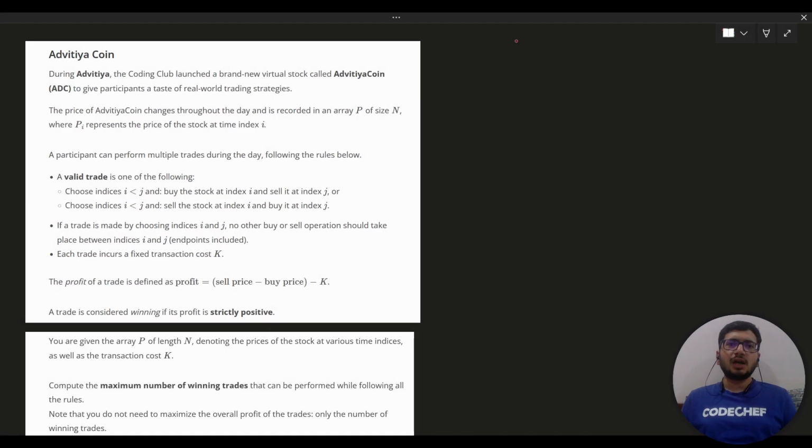The problem is Advitiya coin. The problem difficulty is easy and there are no prerequisites. Let's have a read at the problem.